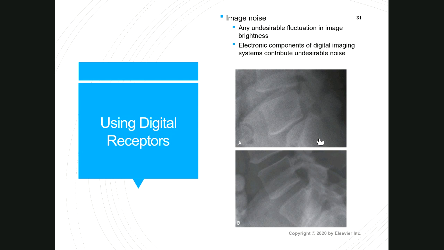But picture B, they did the same part, but they used sufficient mass. Okay, so there were enough photons to create this image so that there's no graininess, there's no mottle, there's very, very little noise in this image compared to this image. Okay, so image noise, again, not a good thing.